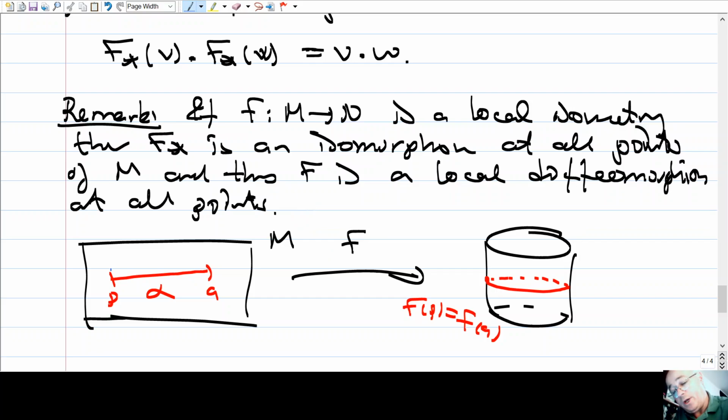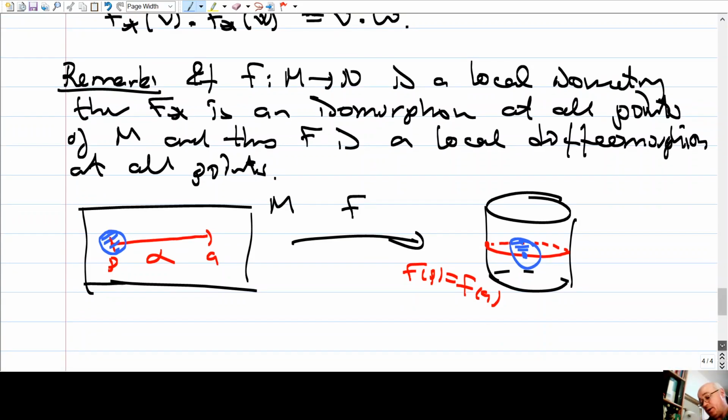Actually, for every point, there is a small neighborhood here, and on this neighborhood, f is a diffeomorphism. This is, of course, a consequence of the inverse function theorem. Since the derivative map is an isomorphism, f is a local diffeomorphism. Okay.